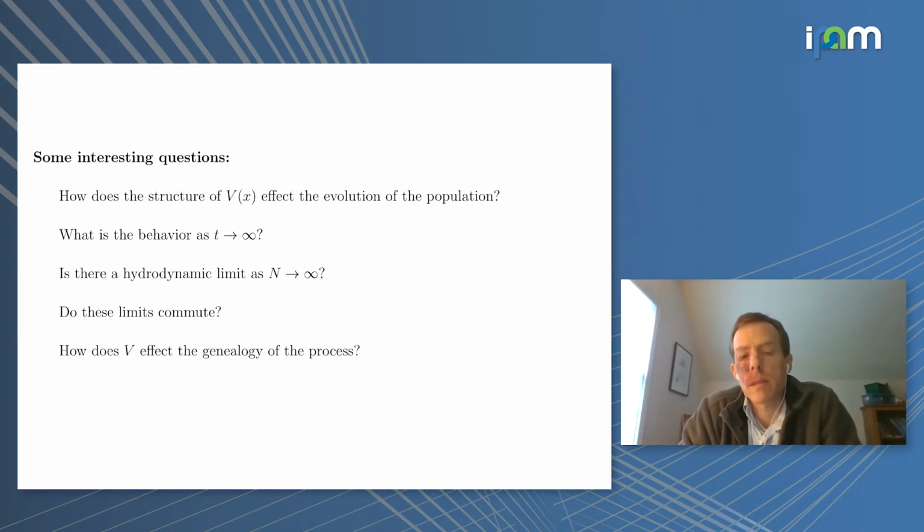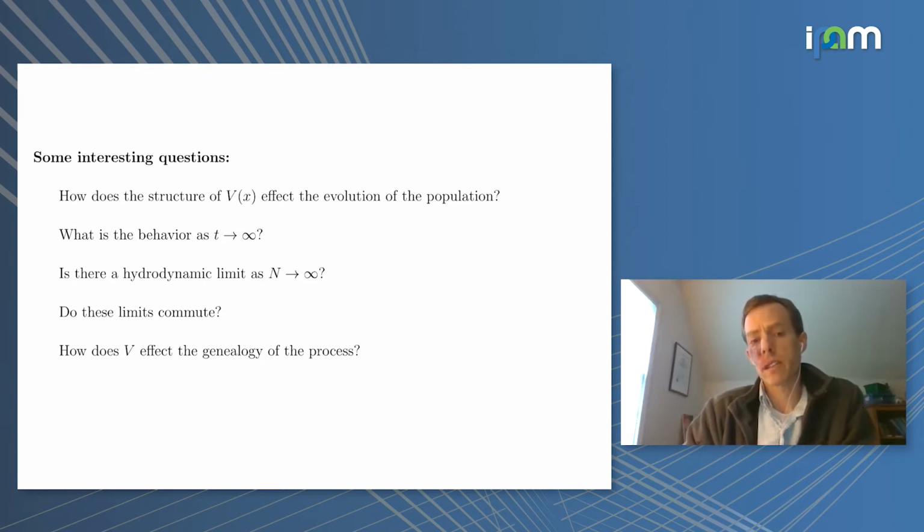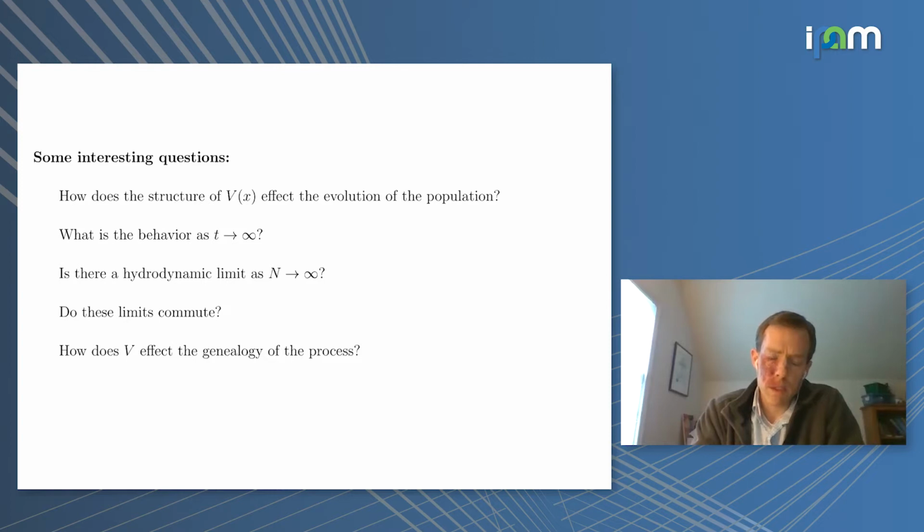Also, you could ask about the underlying branching process. How does the selection affect the genealogy of the ancestral process? I don't have answers to all of these, but I'll give some answers in the case of the Brownian Bees process.